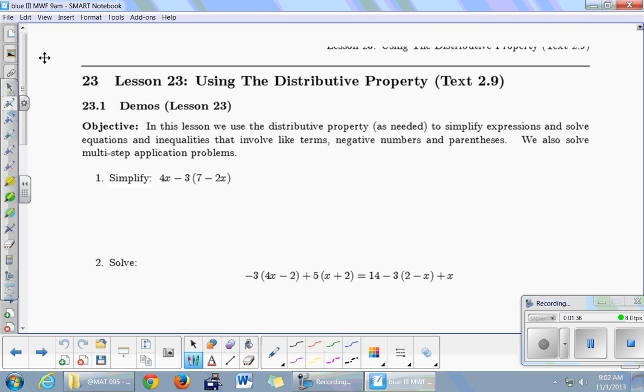We'll do 2 demos together, and then you will work in your groups. So the first one says simplify this expression. What we're going to do is apply a property that some of you have been trying to apply all semester, and some of you have been doing it successfully, and that's fine. But for the first time together as a class, we talk about the distributive property.